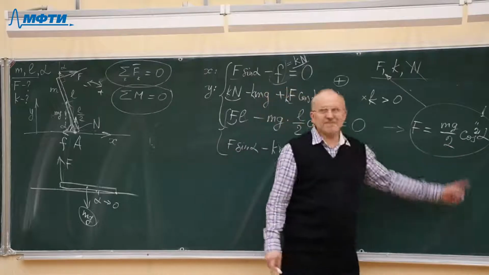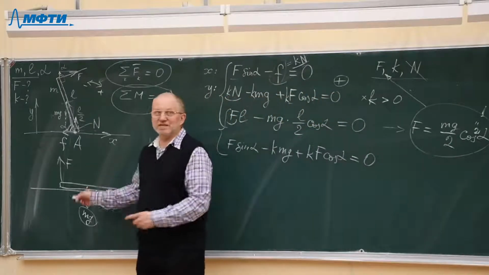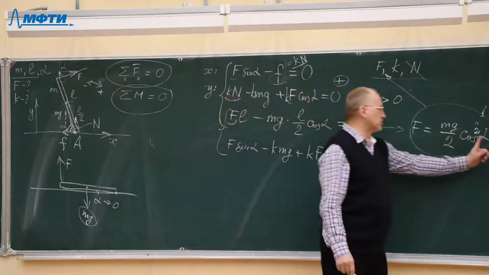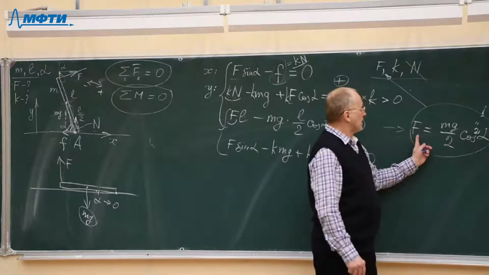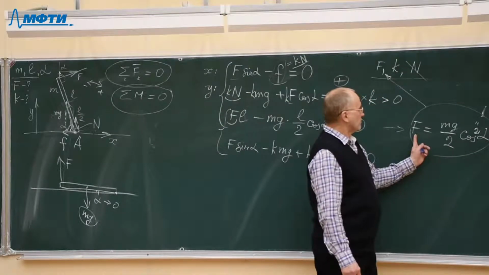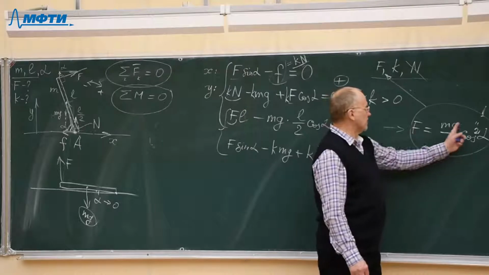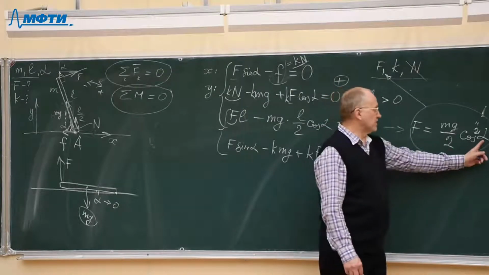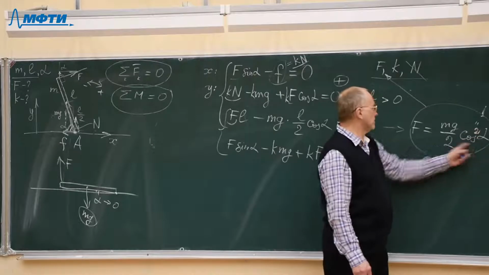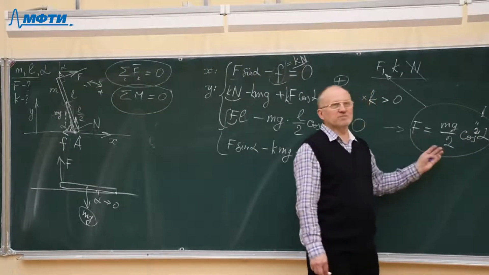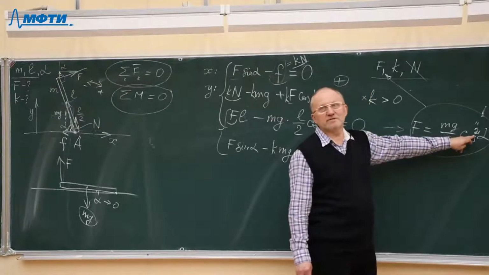All the analysis which I performed will give you the same results. If alpha goes to 0, the force tends to mg/2. And if alpha goes to 90 degrees, again, the force will be 0. The same as before, but the formula will be incorrect.